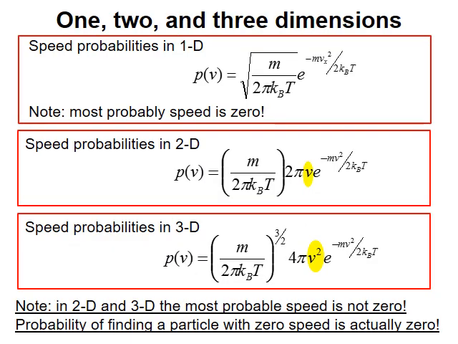This is just showing how the probability of finding a particle at various velocities changes depending on whether you're dealing with 1, 2, or 3 dimensions. This is not a super important concept for us. It's just interesting to note that the most probable speed in 1 dimension is 0, whereas in 2 and 3 dimensions, the probability of finding a particle with a speed of 0 is 0. And that's just because of the additional degrees of freedom, the different directions of motion the particles can have.